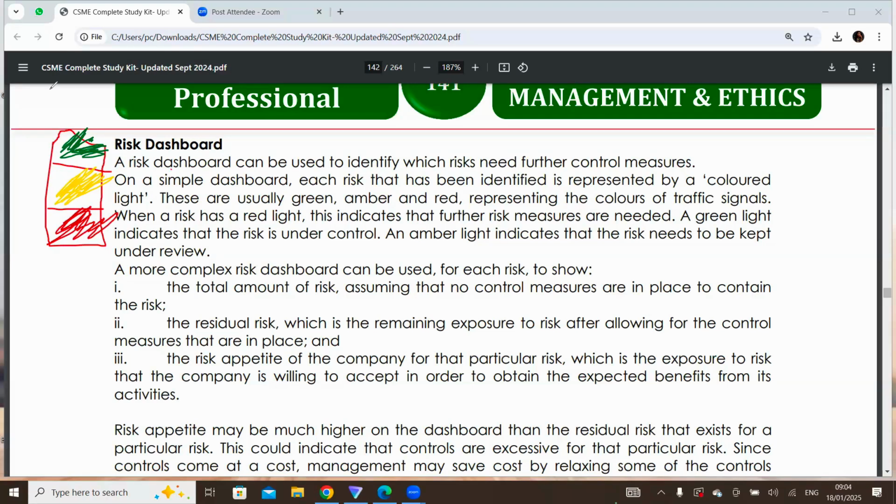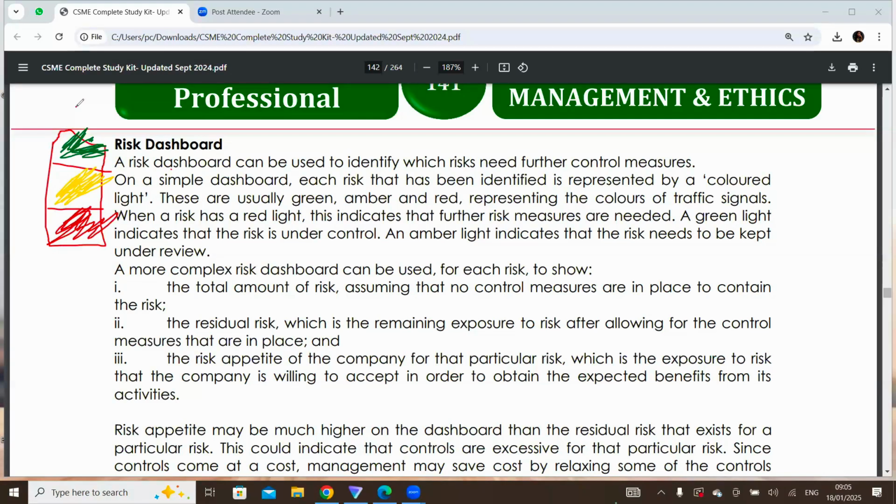A risk dashboard can be used to identify which risks need further control measures. On a simple dashboard, each risk that has been identified is represented by a colored light. These are usually green, amber, and red, representing the colors of traffic signals. When a risk has a red light, this indicates that further risk measures are needed. A green light indicates that the risk is under control. An amber light indicates that the risk needs to be kept under review.